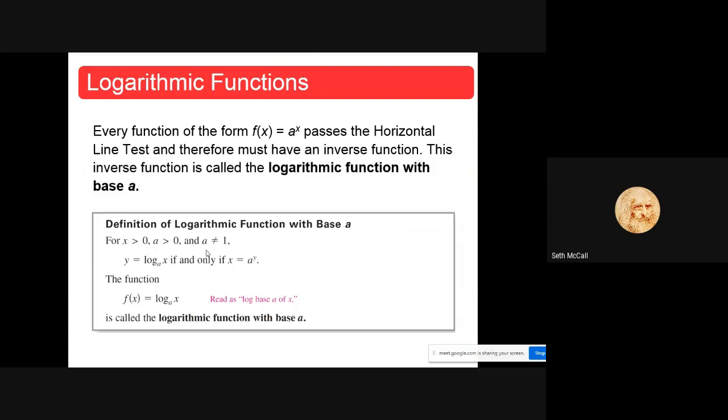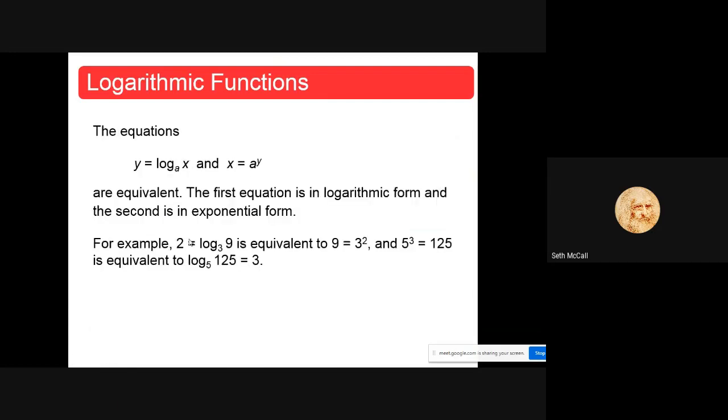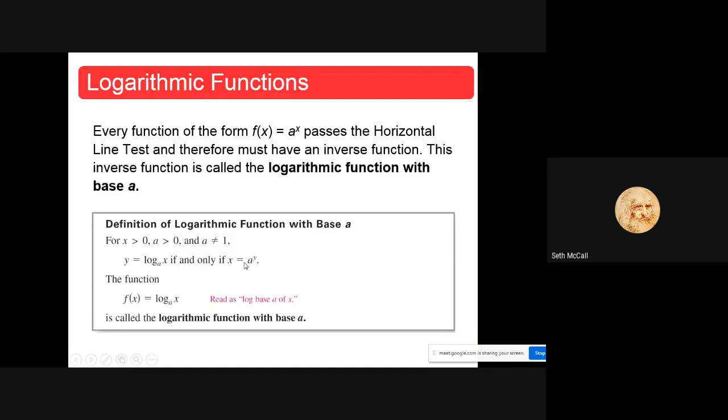So this particular log rule right here is, in my opinion, the most important one that you're going to learn, which is why we're learning it first. But that is how to take an equation that is in logarithmic form. You can see right here it says y equals log base a of x, and how to take it and put it into its exponential form, which is x equals a to the y power.